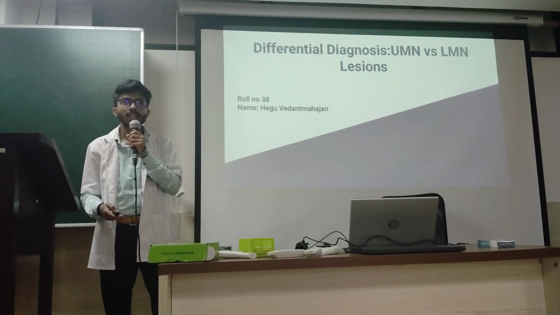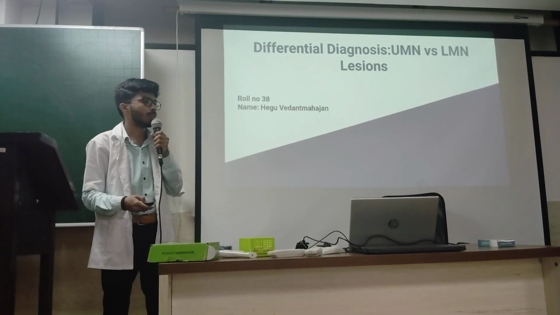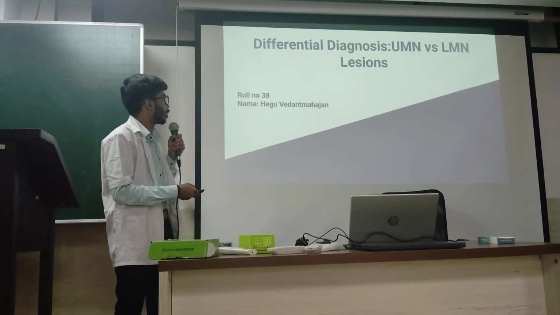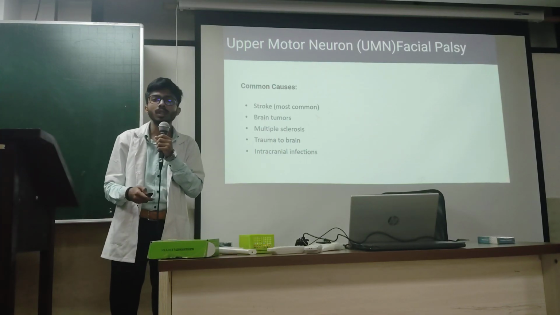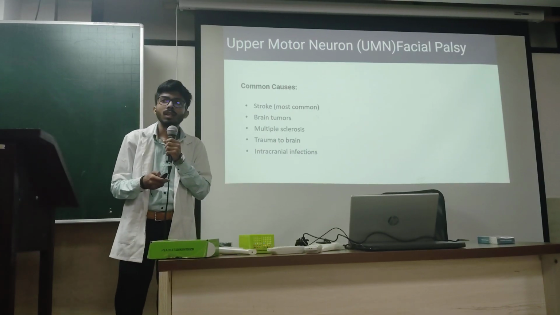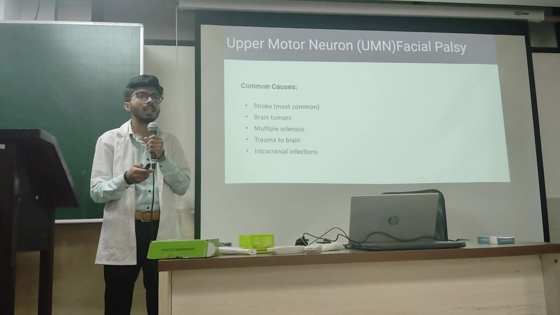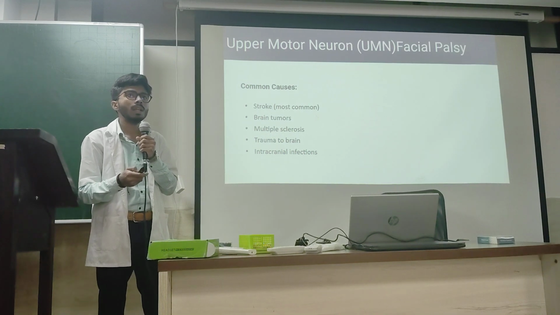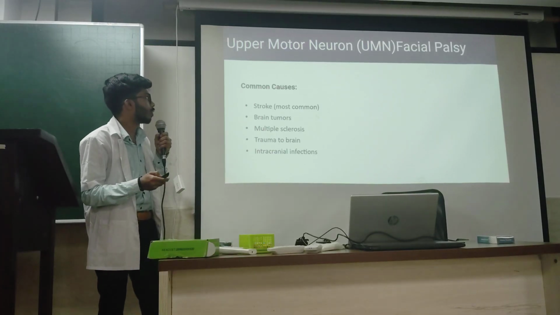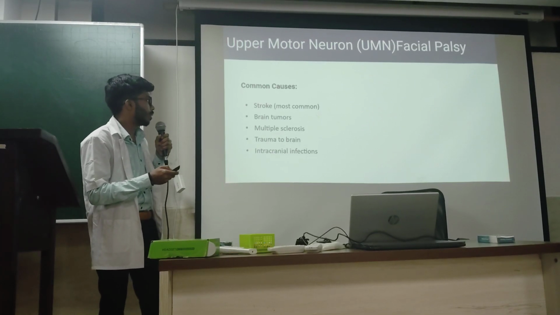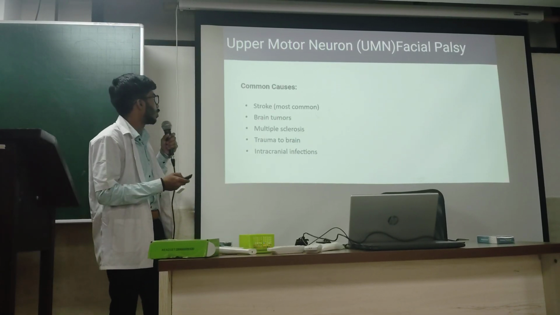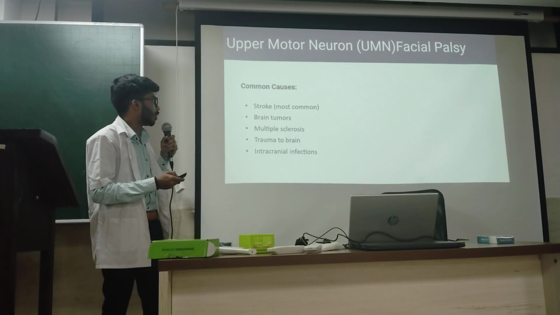Good morning friends, my name is Vedant Mahajan and my topic is differential diagnosis between upper motor neuron and lower motor neuron lesion. We see about the common causes. First is stroke. Stroke is the most common cause for upper motor neuron facial palsy. Stroke is the interruption of the blood supply to the brain. It occurs in various regions, but in upper motor neuron facial palsy, the main area is the cortex or corticobulbar tract, in which if any stroke occurs, then it can cause upper motor neuron facial palsy.